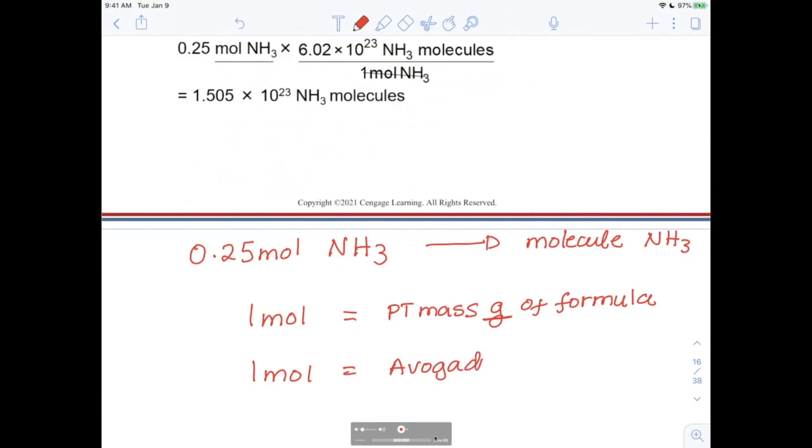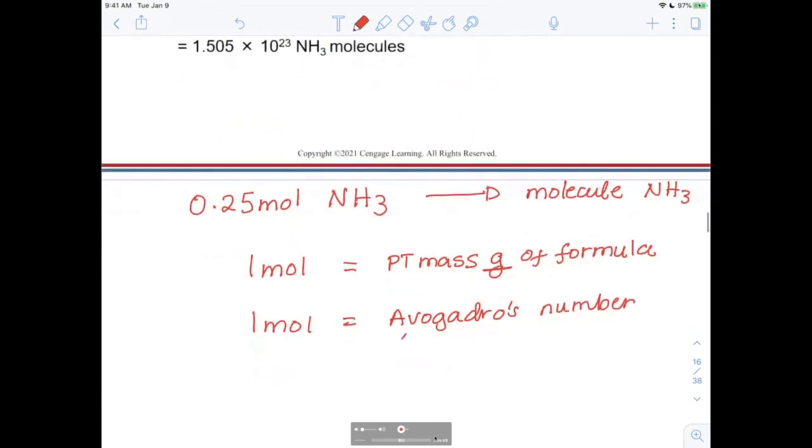Avogadro's number, which I gave you as 6.022 times 10 power 23, right? So with this one here is where we have the issue. The word you write in front of Avogadro's number depends on the formula. So let me give you guys a general example.